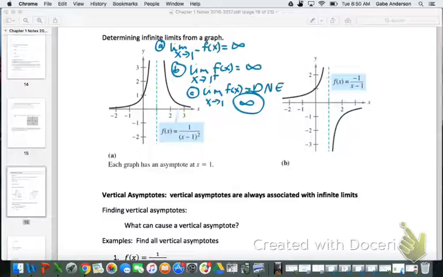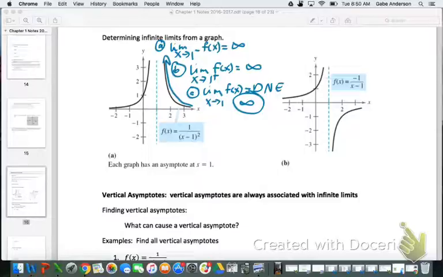Question, Christine? Would you say infinity or would you say negative? We're only looking at the graph on the left. We'll get to the graph on the right in a second. As you approach 1 from the right, you can see that we're still increasing without bound. Any other questions?